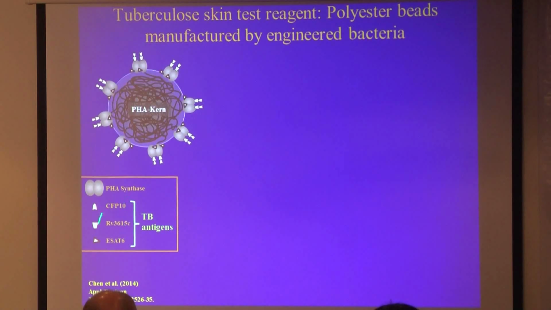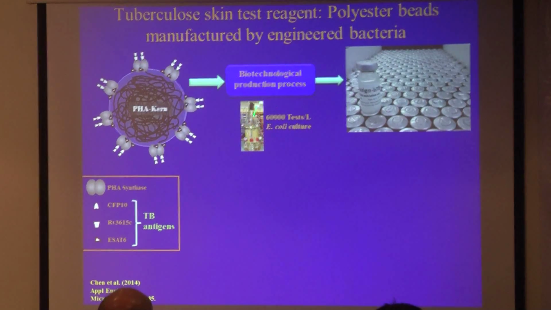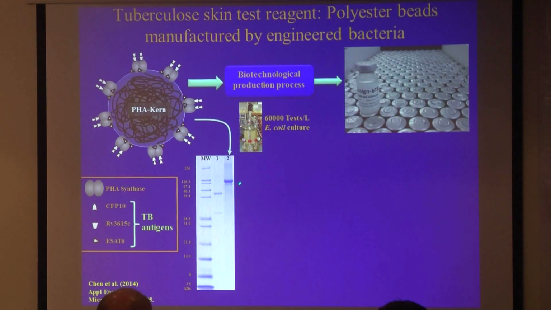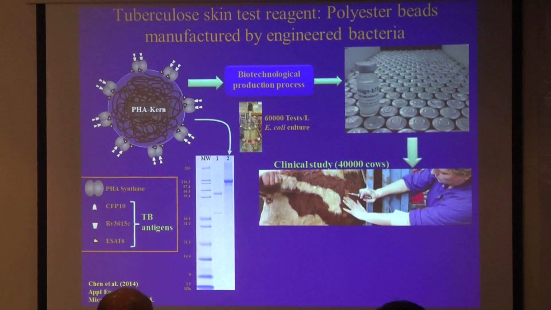So we reduced it to those particular proteins, antigens with a history of being known to be immunodominant, and applied that to our beads, immobilized it, made the beads, developed the process. So now we get 60,000 tests in 1 liter E. coli culture in 2 days, produced by that process. We have formulated it so it can be nicely injected. We did dose response analysis, we did a whole range of tests, and that's the fusion protein from those beads.